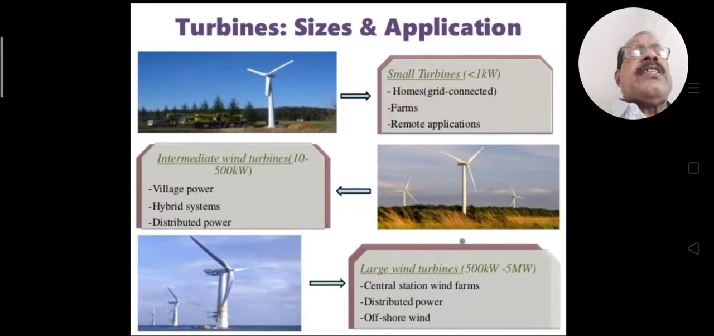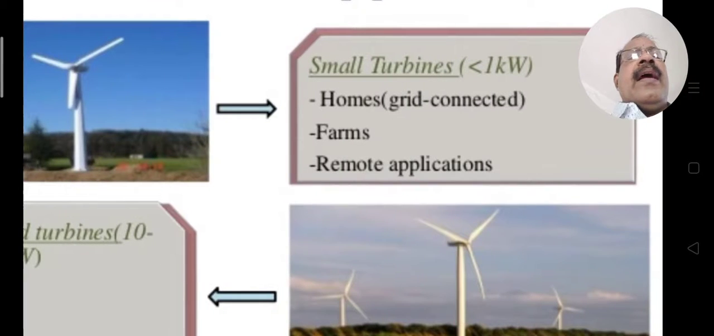The first diagram is a small turbine. This small turbine generates less than 1 kilowatt of power, so it is used in homes, grid connected. Electricity for domestic purposes is generated using this small turbine, and it is also used in farms and remote applications in the forest and upper hills. We use these small wind turbines there.